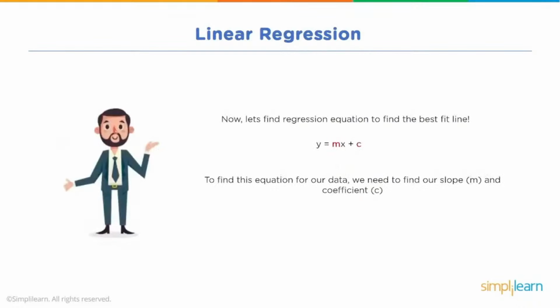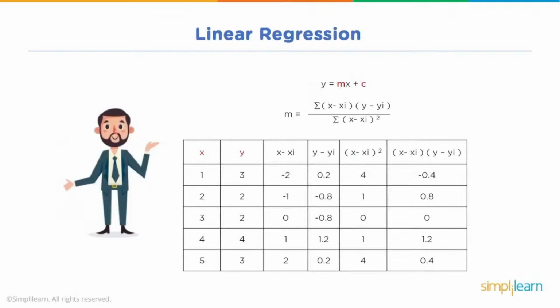Now let's find our regression equation to find the best fit line. Remember, we take our y equals mx plus c, so we're looking for m and c. To find this equation for our data, we need to find our slope m and our coefficient c. And m equals the sum of (x minus x mean) times (y minus y mean), over the sum of (x minus x mean) squared. That's how we get the slope of the line.